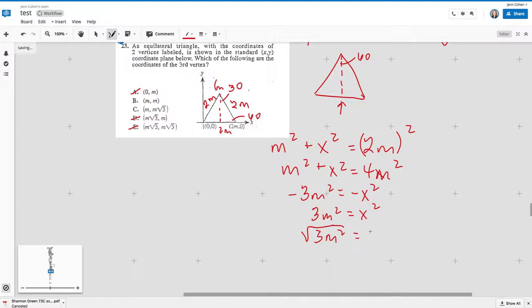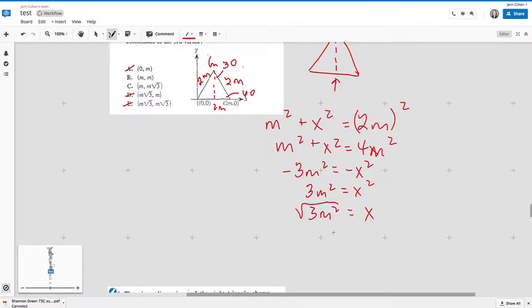And even if you're not completely sure at this stage how to simplify that radical, you can probably surmise that the right answer is going to be C because there's a square root of 3 in there. But you'll take the m out from underneath the radical, which would just be m times root 3 equals x. So the answer is C. Okay. But there is a rule about that. We'll get to it in a minute.